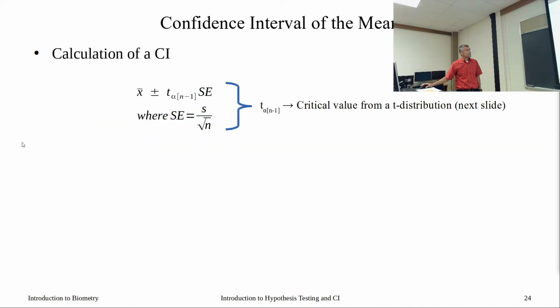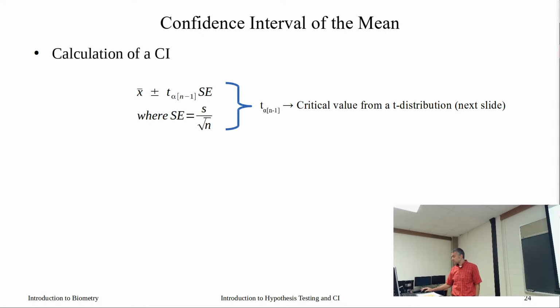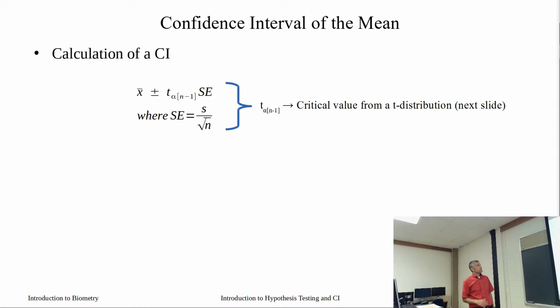So how do we calculate these confidence intervals? Well, we calculate them using these equations, the confidence interval of the mean. We have our mean, plus or minus a t-value times our standard error. So this is x bar, the sample mean, plus or minus some value t times the standard error of our mean. Standard error is just our standard deviation over the square root of our sample size.